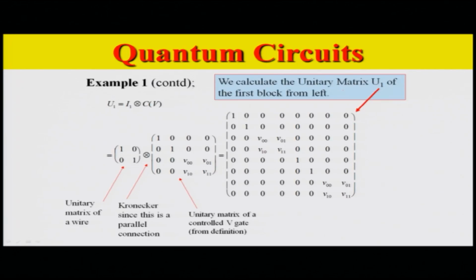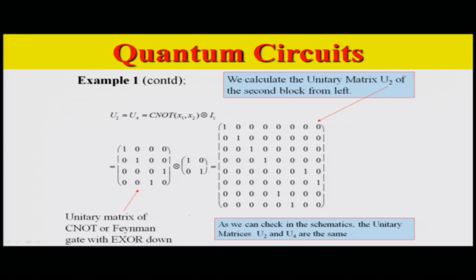We can calculate the unitary matrix U1 of the first block from one side, and that can be done in this fashion, where the unitary matrices of the control and the operation are going to occur in this fashion. We can again apply it the way we have done it in the circuit diagram by using the matrices, and we will get back the solution as we have shown in the circuit.